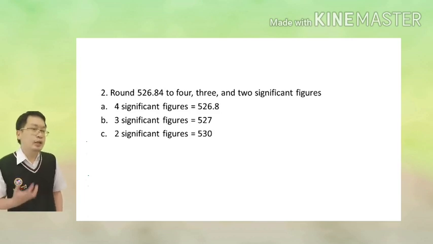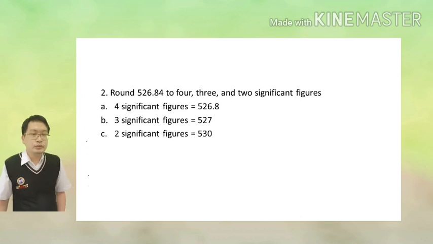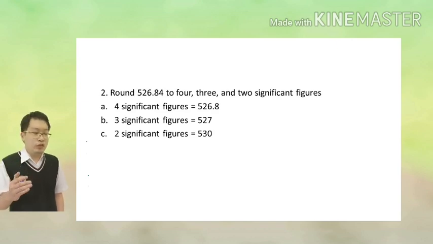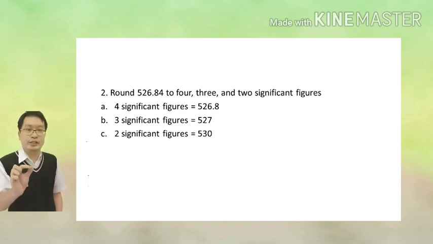Because in mathematics that you have learned, 526.84 is close to the number before 5, so it becomes 526.80. If you follow the rule, to make it 4 significant figures, you just put 526.8. The next question, how about 3 significant figures? If you already have 526.8 in 4 significant figures, to get 3 significant figures you just round off. 526.8 becomes 527, like the mathematics concept in Year 8.